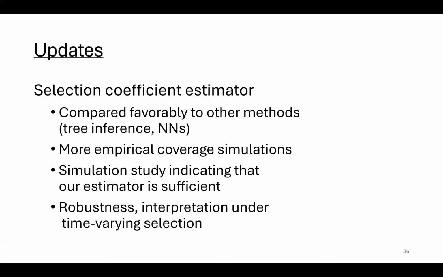And we did a simulation study that was indicating that our selection coefficient estimator is sufficient. That means that, albeit we dichotomized the IBD segment lengths, it wasn't actually useful to have the entire lengths. You just needed to know if they were detectable. And we have some comments in the thesis about robustness and interpretation under model misspecifications of time-varying selection.